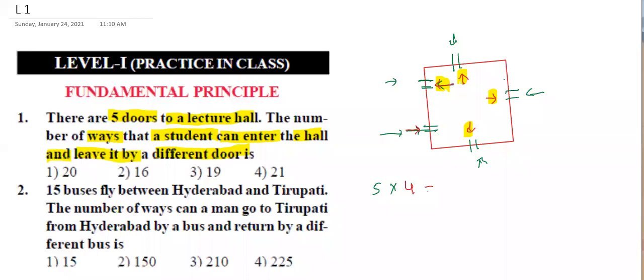5 into 4, that is 20 different ways are possible. 20 different ways. What is the answer? First option, by using the multiplicative rule, the fundamental principle. So we got the answer 20. Students, have you understood? And the second question is the same type of question. Read the problem.